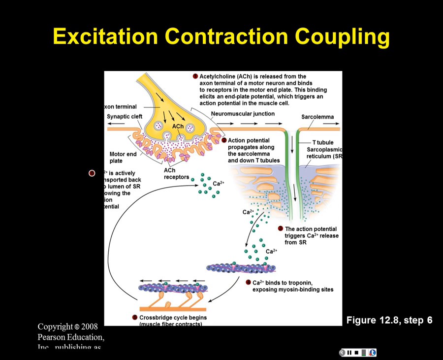The calcium's free in the cytosol. The muscle is probably doing what? If calcium's free, the muscle is probably contracting. So the next thing, for the muscle to relax, calcium should go where?